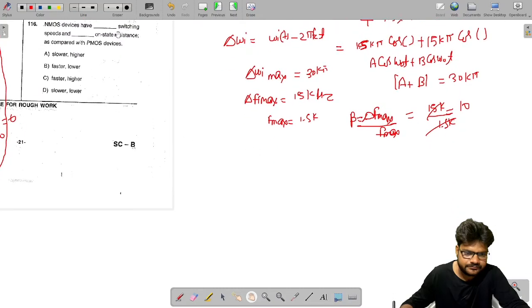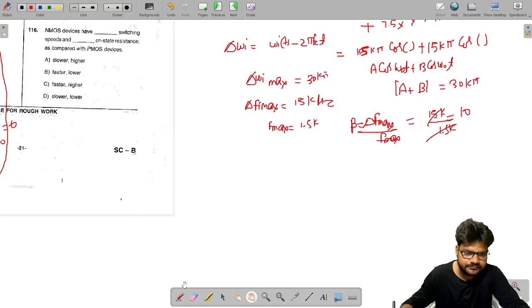NMOS device have lower or faster switching speed and lower or higher on state resistance. So for NMOS we know mobility of electron is greater than mobility of hole. So mobility is deciding the switching speed. So electron mobility is higher, so NMOS have higher switching speed. So NMOS device has, we will say, faster, because it has the higher mobility.